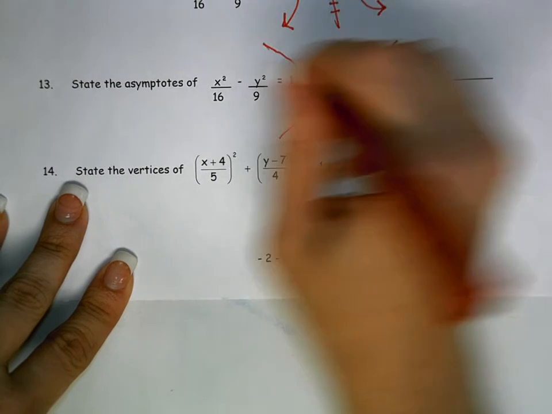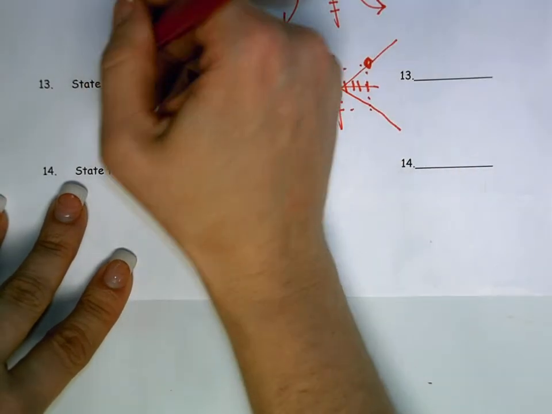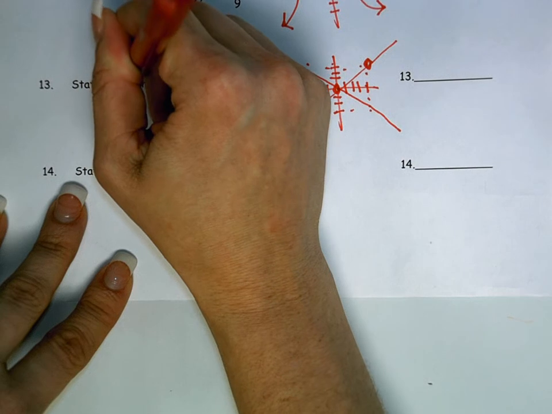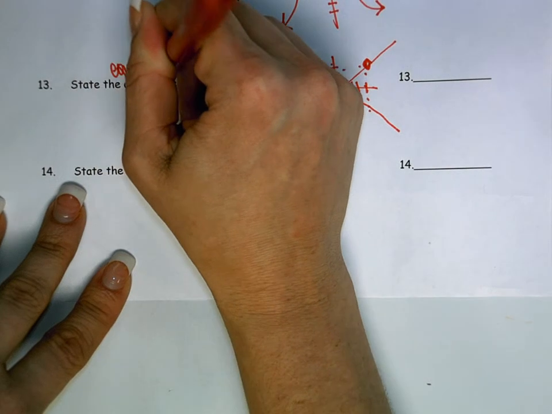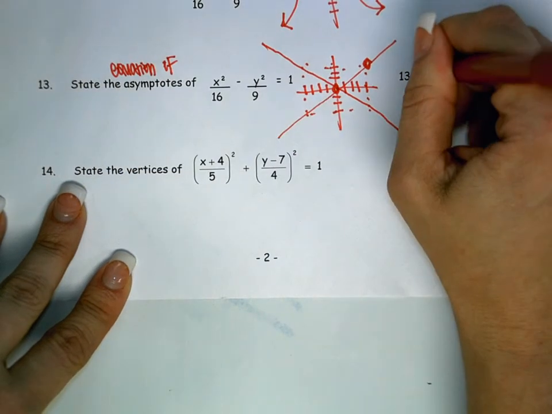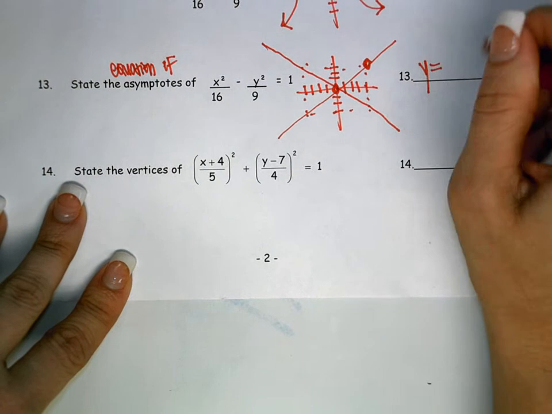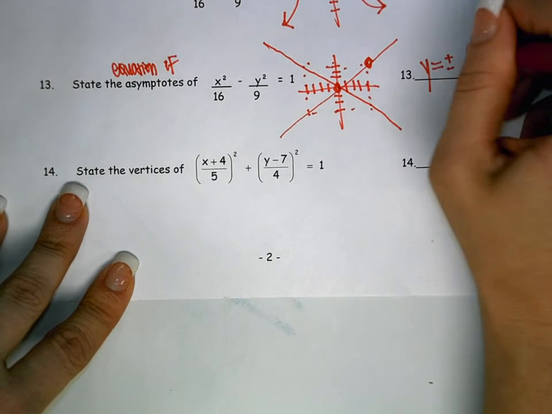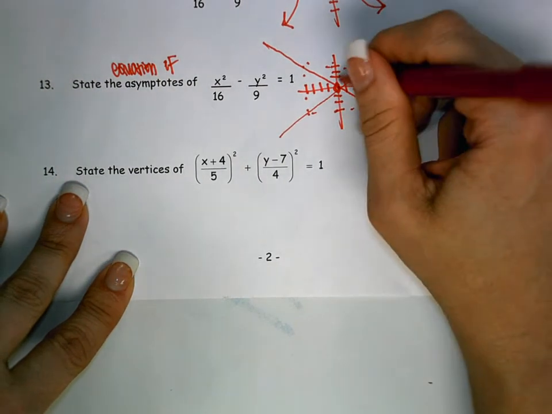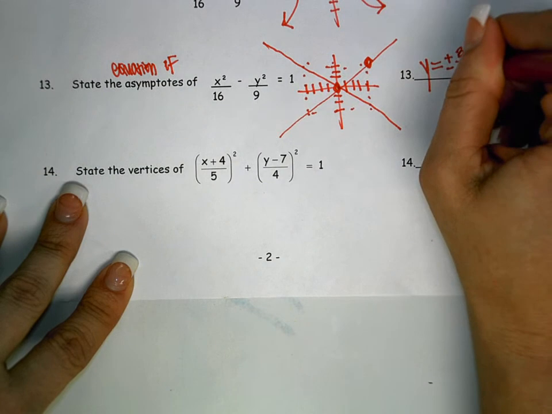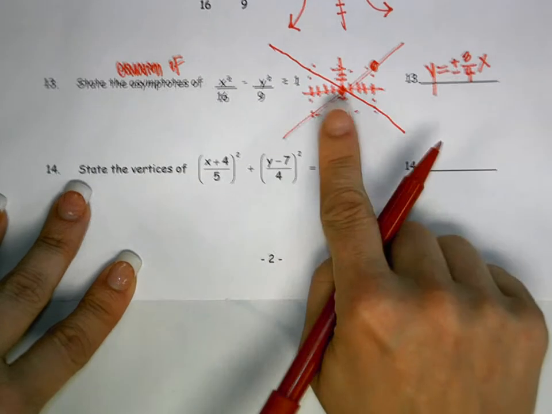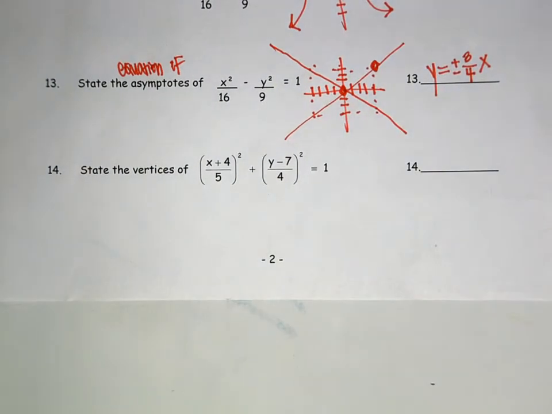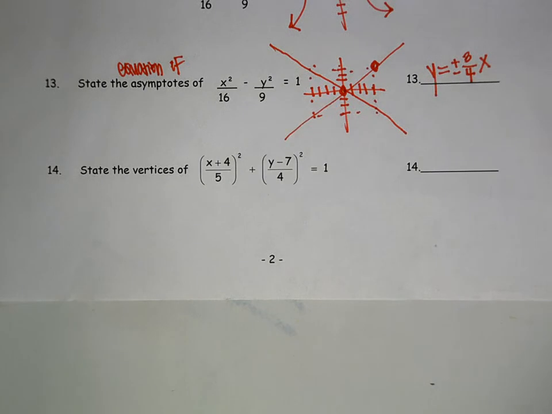So this one says state the asymptotes. It really should say state the equation of the asymptotes. So it's always a y equals mx plus b line. We know this is going to be plus or minus. We decided it was going to be up 3 over 4. Always has an x, and since it goes through 0, 0, you don't have to put a y-intercept because it's a 0. So you don't have to rewrite a y-intercept.